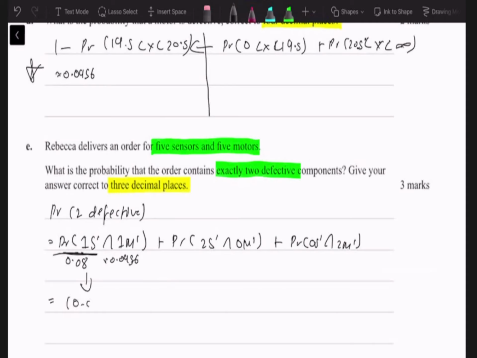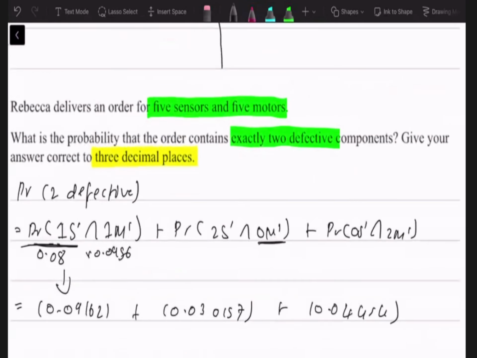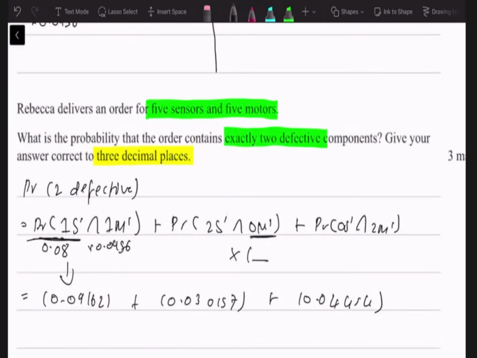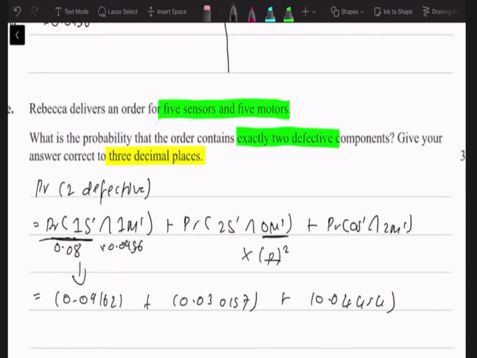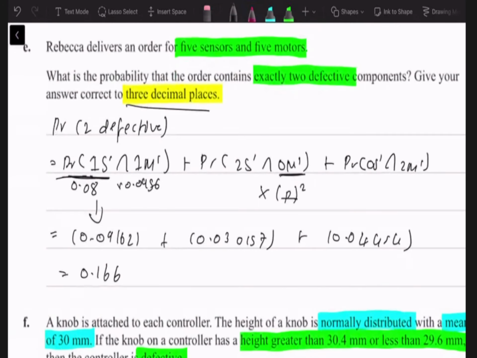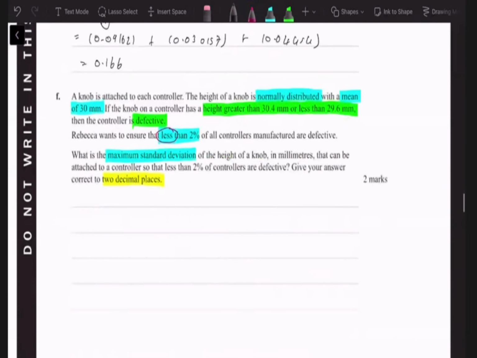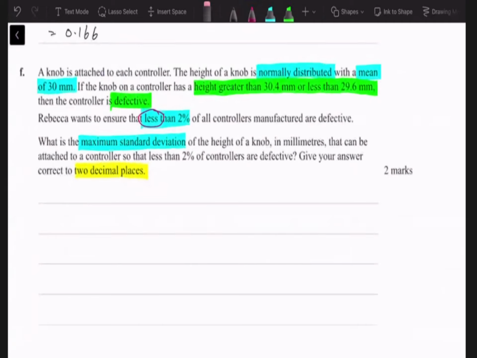I got approximately 0.09162, and then this one was 0.03157, and this one was 0.004454 ish. So for the ones that are not defective at all, you would multiply by the probability that it's not defective, squared. That's it. And then just add everything together and you get 1.66. Just be careful with the decimals in this question because everything else asks for 4, but now they've asked for 3, and you don't want to lose marks just because you wrote the wrong decimal points.